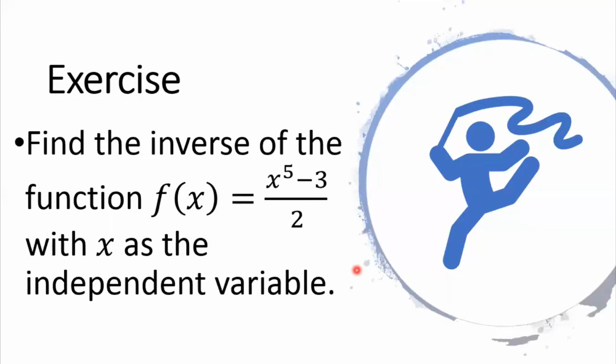Okay? So that's it. So here is an exercise. Find the inverse of the function f of x is equal to x raised to 5 minus 3 over 2, with x as the independent variable. So here, all you have to do is just follow the procedure in order to find the inverse of this given function.